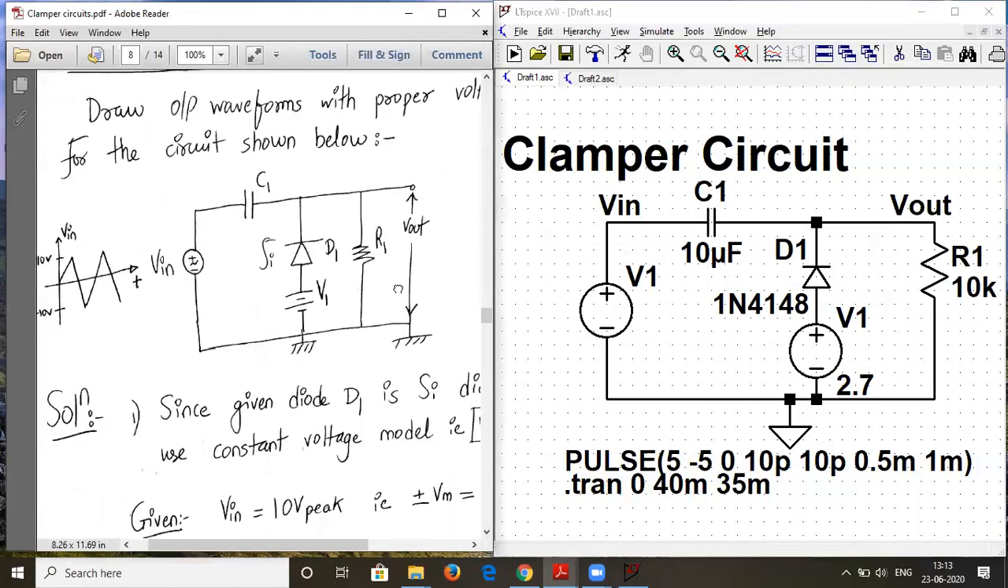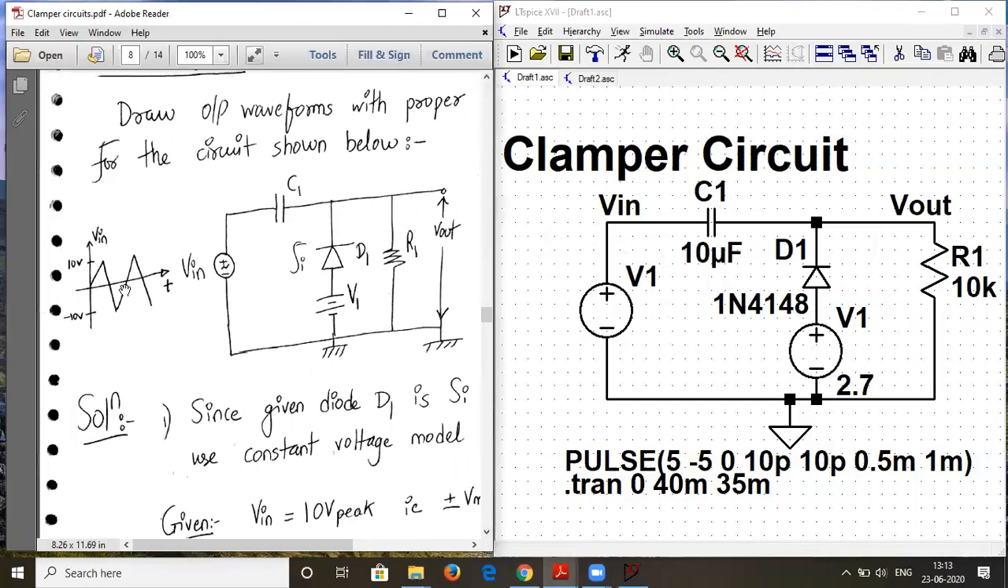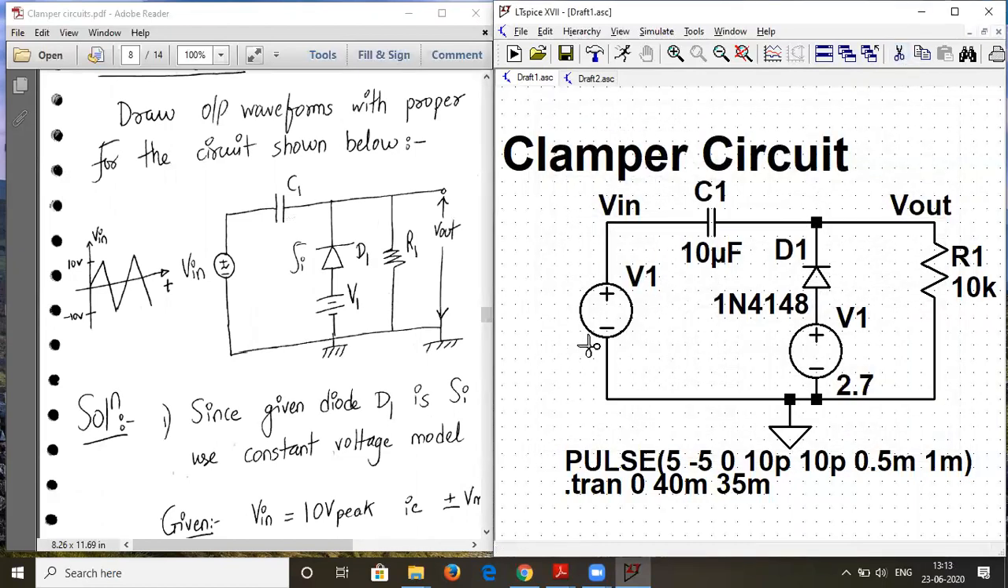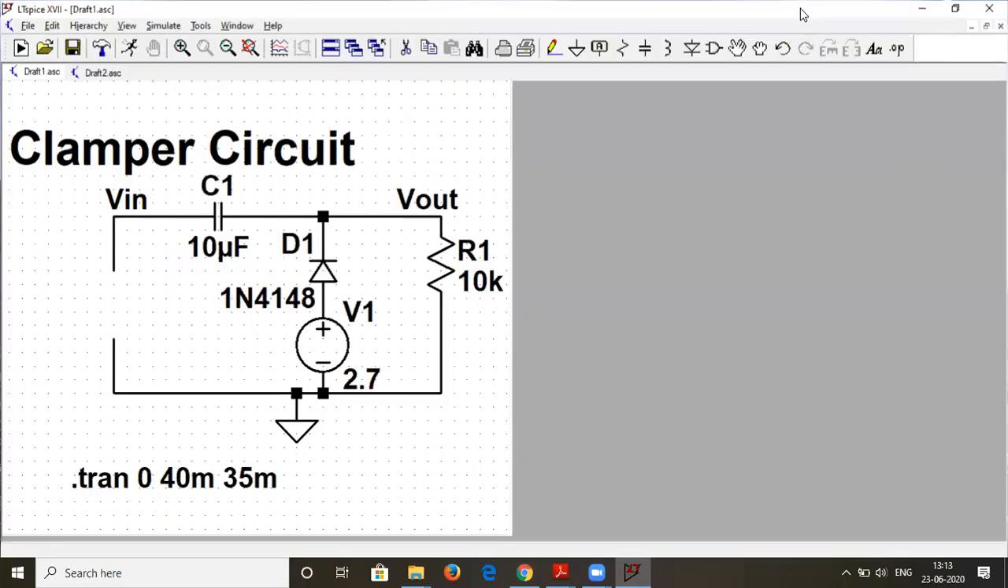Now I have to apply a triangular wave. So basically, let's skip the triangular wave. We can directly apply a sine wave over here. Let me just remove this and add another voltage.